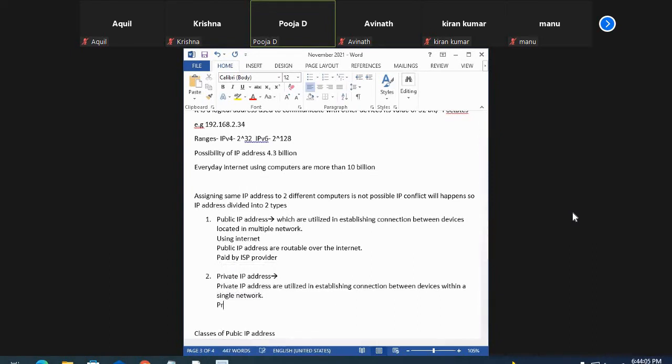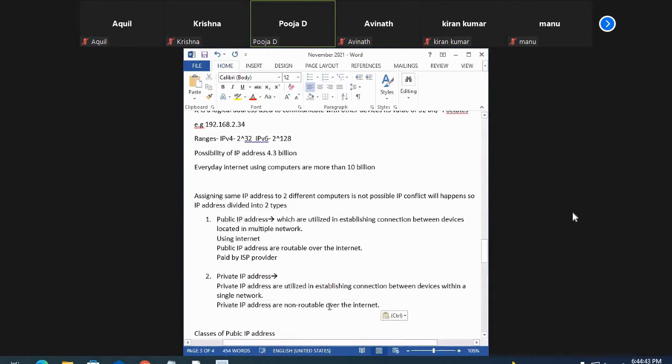Okay, private IP addresses are non-routable over the internet. So with your private IP address, you can't communicate through the internet. If you want to communicate through the internet, through the public network, you need your public IP address.